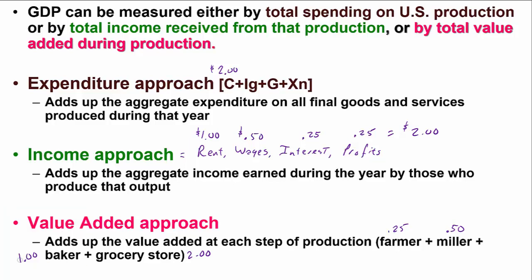Now, if we look at the value added at each step of production, the farmer added 25 cents. The miller sold it for 50 cents, so he added 25 cents. And then the baker added 50 cents to what the miller did by selling it for $1. And then the grocery store added $1 to the value by selling it for $2. So if we add up the value added at each step of the production process, we get $2. So these three methods yield the exact same results. However, it's easier for us to use the expenditure approach, and that's what we're going to do. So for our purposes, GDP is calculated by just adding up all the spending that takes place in the economy.